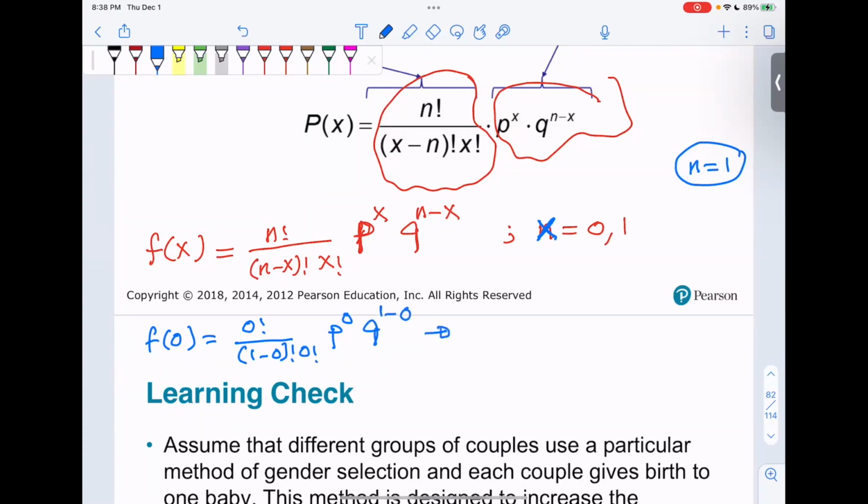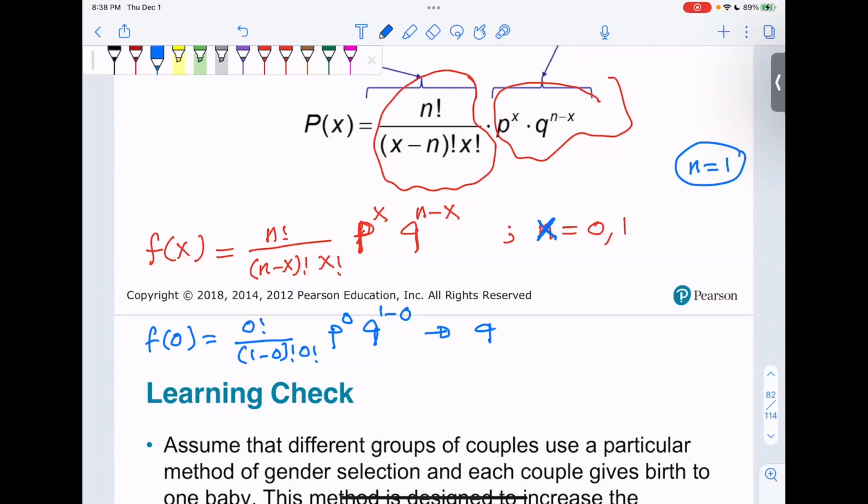So let's see this one. Out of all these things, we will have just q, right? All the rest will be equal to 1. So 0 factorial is 1, 1 minus 0 is 1, 0 factorial is 1. Any number to the power 0 equals 1. So we just have q, which is the probability of failure, right?